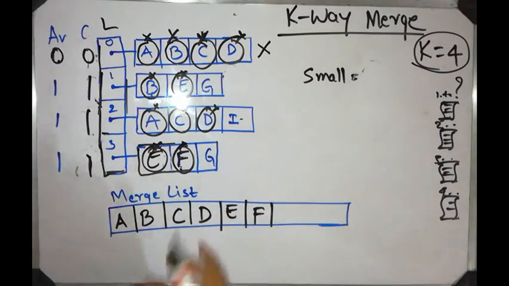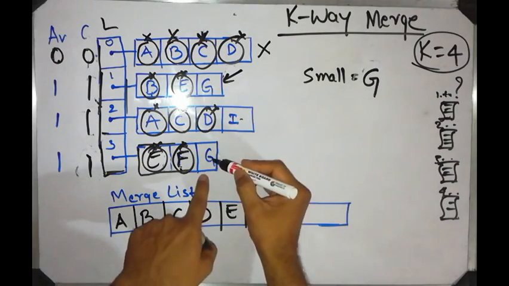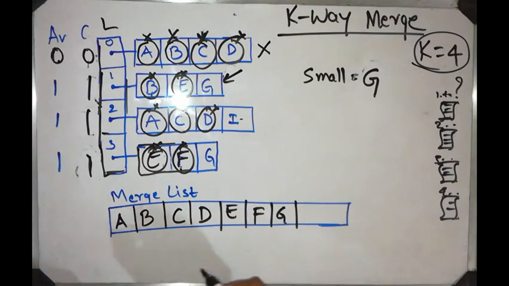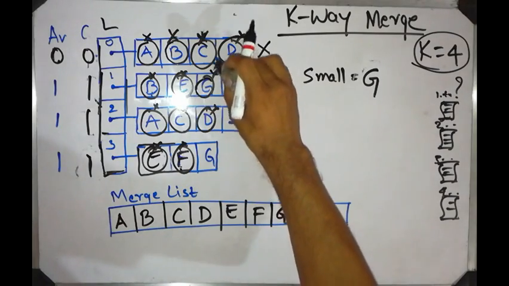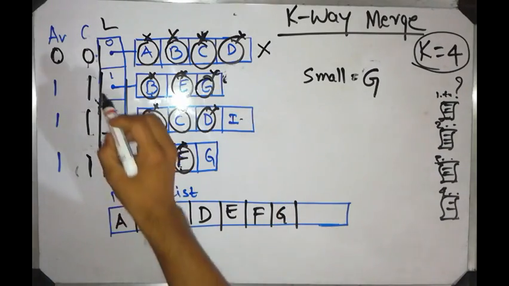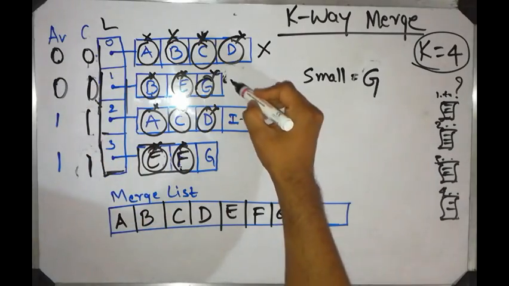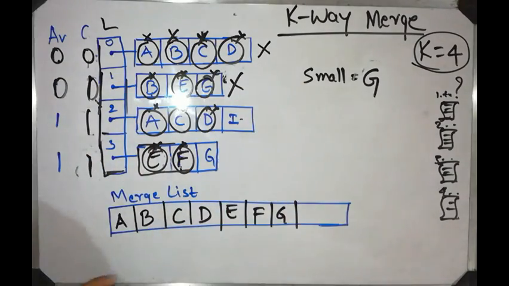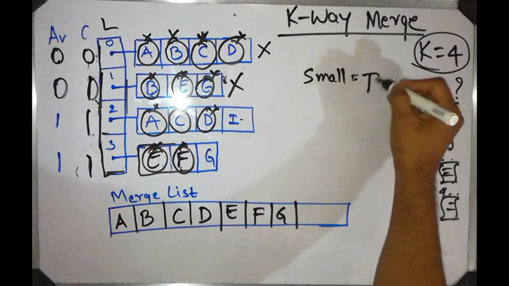Now I'm going to start off again from G. G is the smallest, G is again here, so I'll write G here, right? And consider this as processed. So the moment I consider this as processed, the count of this also becomes 0, so avail also becomes 0. So the second list also is completely processed. Now whenever I start, I start only from the third list.